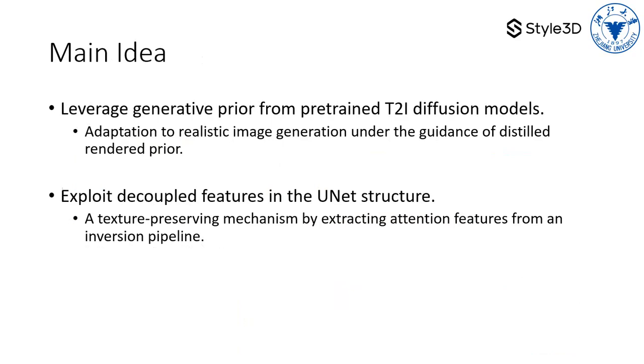In this paper, we propose a novel framework for rendered-to-real fashion image translation. Our main idea consists of two aspects. Firstly, we want to leverage abundant generative prior from a pre-trained text-to-image diffusion model. Secondly, we want to exploit the decoupled features in the U-Net structure to preserve fine-grained details during image translation.